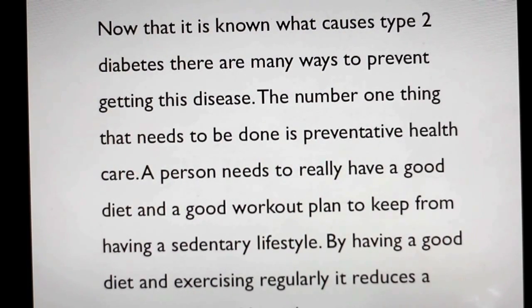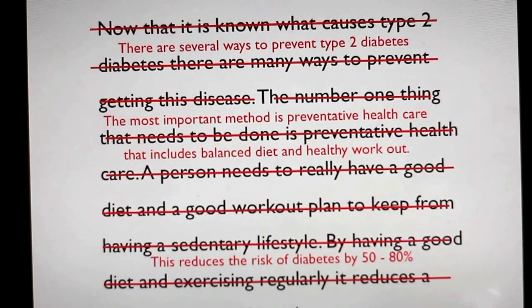Another example that I've taken has a huge amount of clutter, and the whole paragraph can be shortened to half the size. Let me show you how the corrections go. The first sentence, "Now that it is known what causes type 2, there are many ways to prevent getting the disease." Again, it was passive voice and informal. The whole sentence is changed to "There are several ways to prevent type 2 diabetes." Very straightforward, to the point.